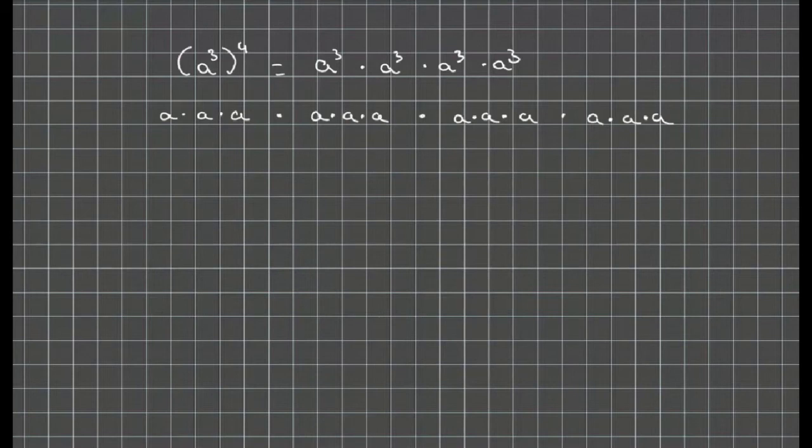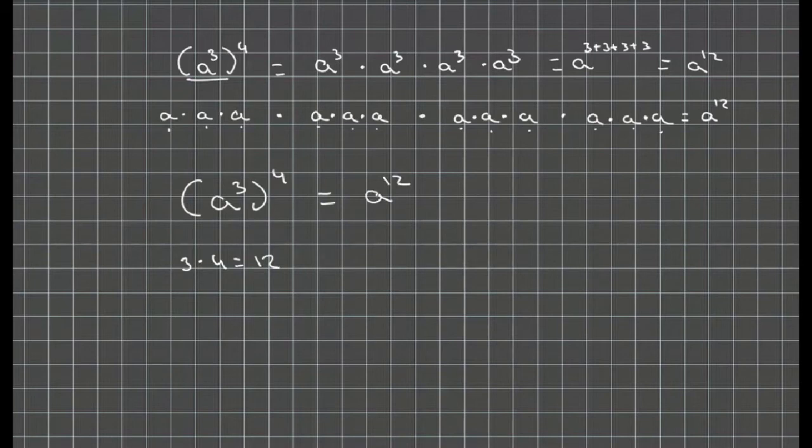Now I can count the a's: 12. So I multiplied a with itself, so the base a is multiplied by itself 12 times. And I get the same thing here, I can write a to the power 12. Now if we look at this again, if we look at the a to the power 3 raised to the power 4, we can actually see that if we multiply the exponents, so if we multiply the 3 with the 4, we get 12, which is the exact same number I got here.